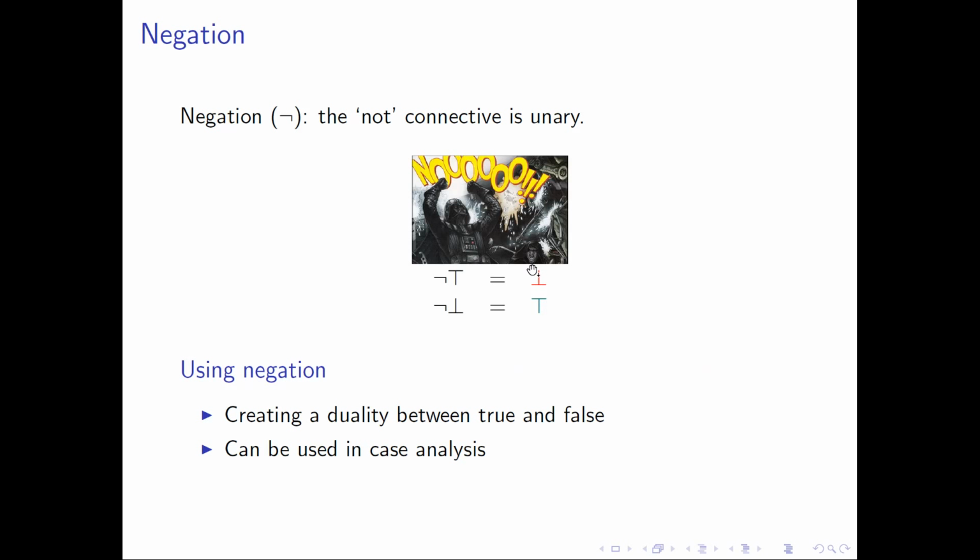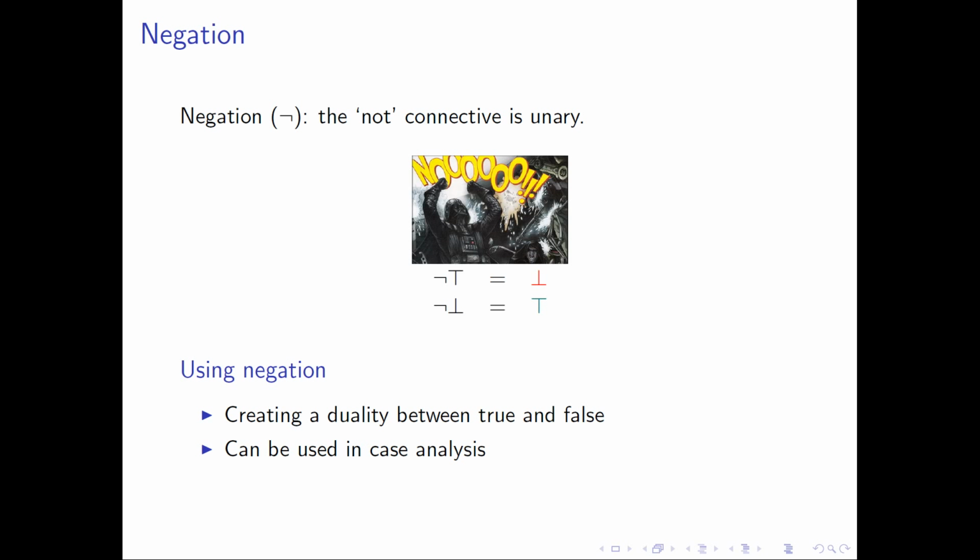So here's some operators. Okay, the first one is negation. So negation is like the not connective, and it is unary, so it takes in one argument. And if we take in true as our argument, we get false, and if we take in false, we get true. Okay, why would we use negation? Well, it has many different uses. One of them is that we create this duality, this symmetry between true and false. We could look at false formulas as true and true formulas as false.